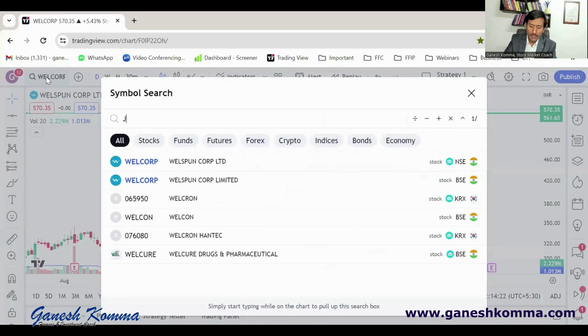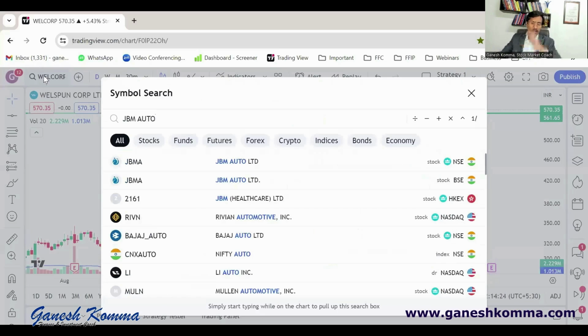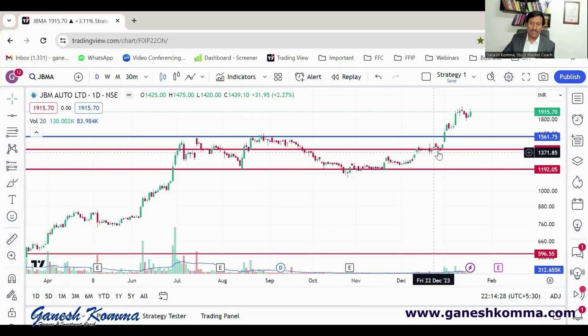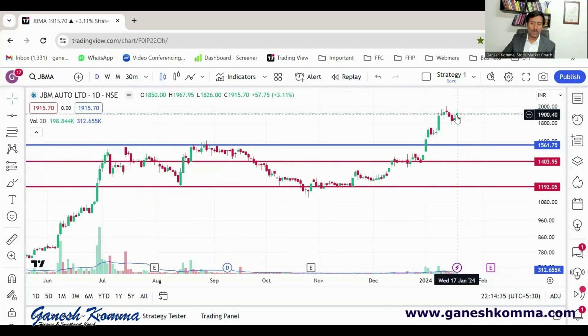JBM Auto, the earlier live entry which we took, is a perfect example. When we took a live entry here, again with the next candles, it is another entry level. Even today was a good candle, ideally above 1960 we can further add. So pyramiding or averaging up will come after the candle is formed.